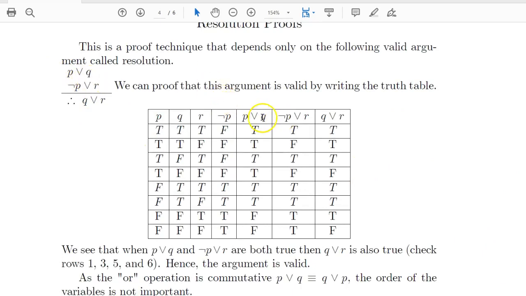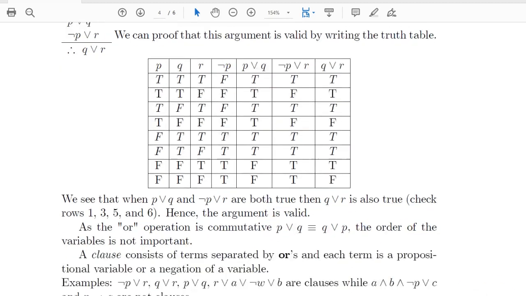And then go over the premises. The premises are in these two columns. Anytime when both premises are true, the conclusion is also true. TT, also T here, TT, and we have T in the conclusion. In the remaining rows, we don't have T's for the premises. So anytime when both premises are true, the conclusion is also true, which makes the argument valid.